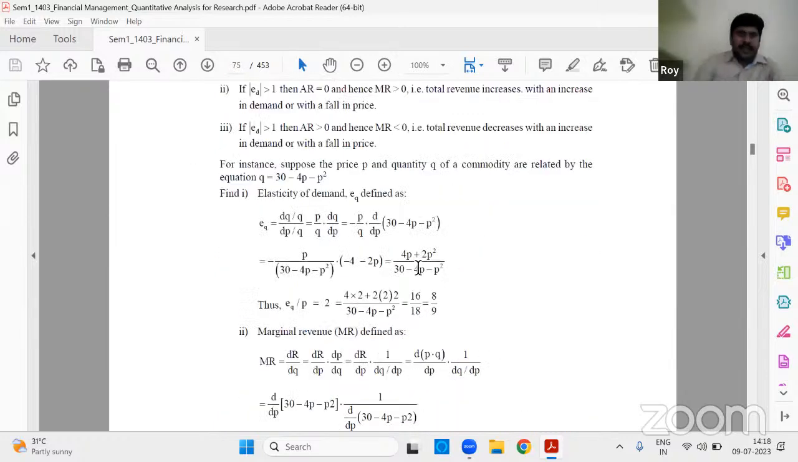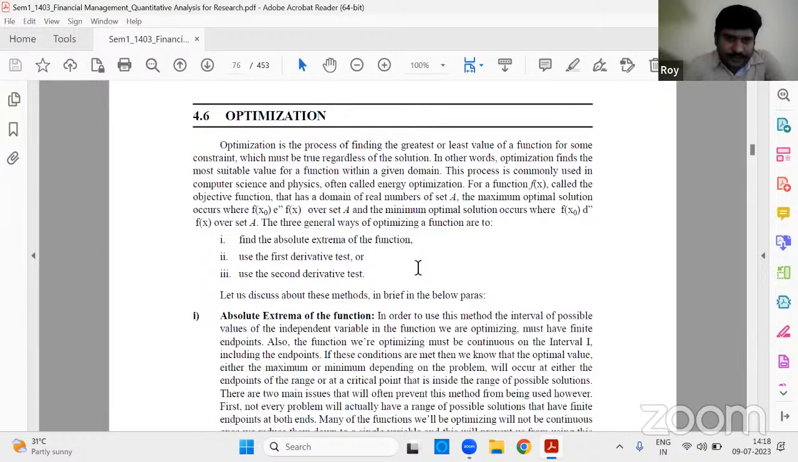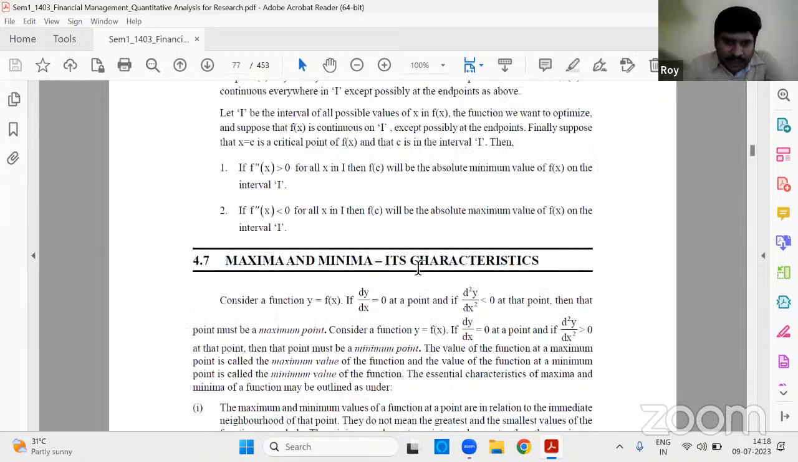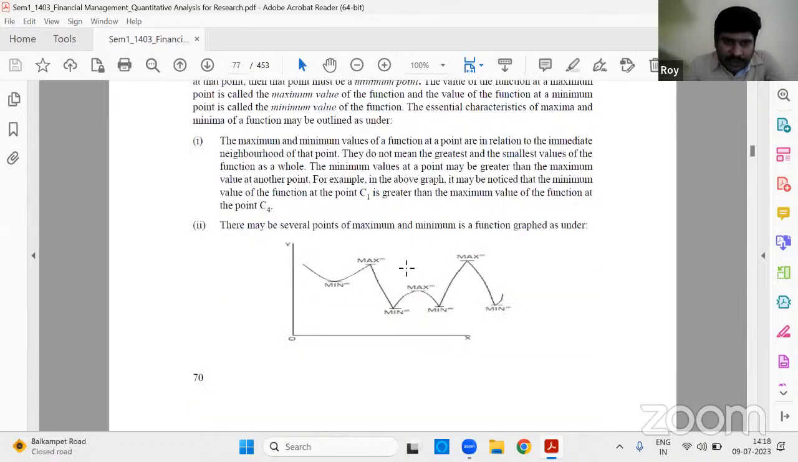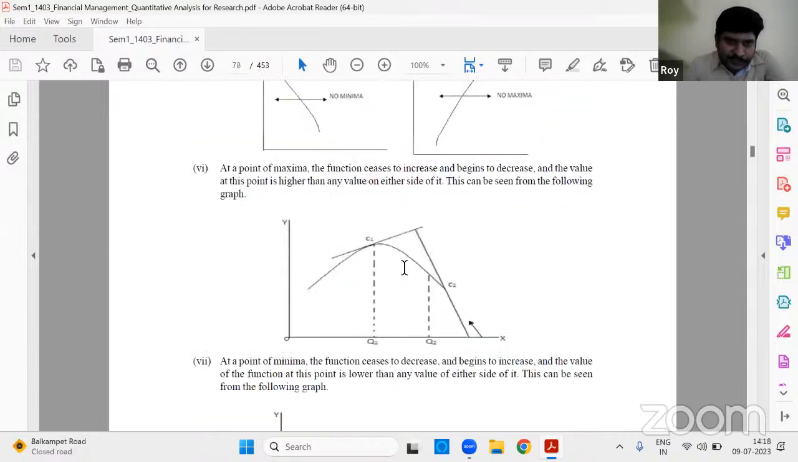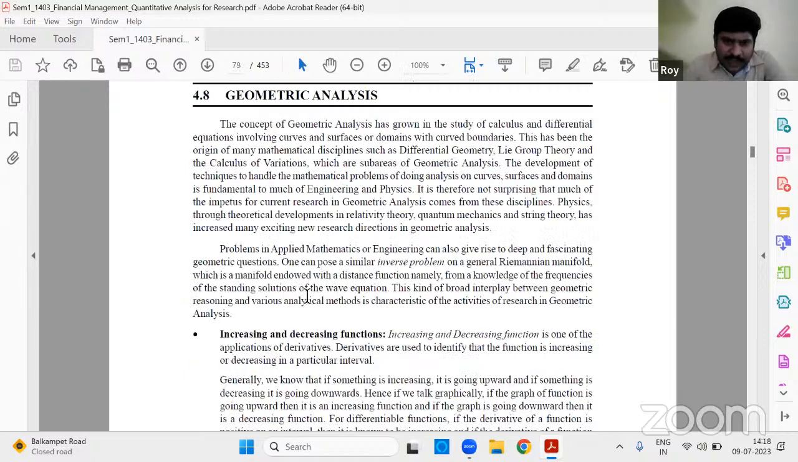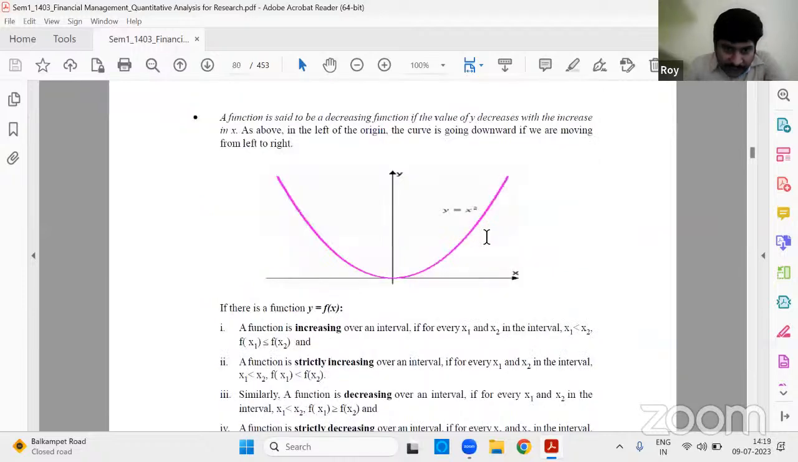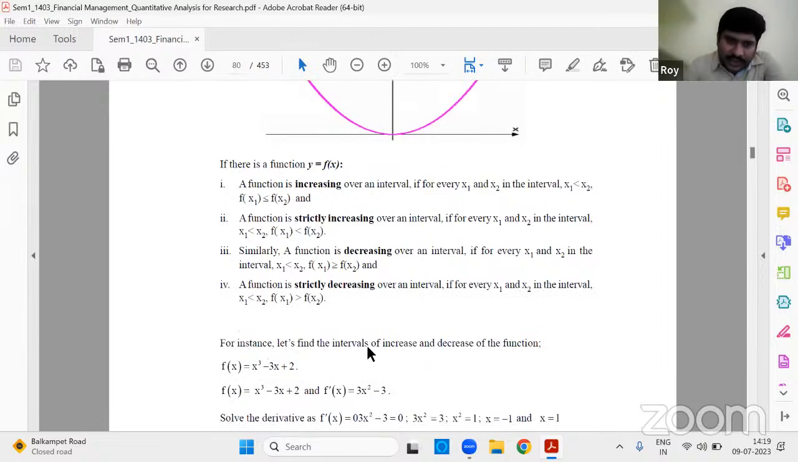Next one is optimization. How to optimize this? First derivative says, second derivative says, maxima and minima and its characteristics. These are all the theoretical part. If you go through this, you will understand the minima and maxima things. Geometric analysis. Again, basics of the geometric is there. Increasing and decreasing functions. And this is how the function is represented in that. Whether this function is increasing or whether this function is decreasing. Based on the values, you will understand that.